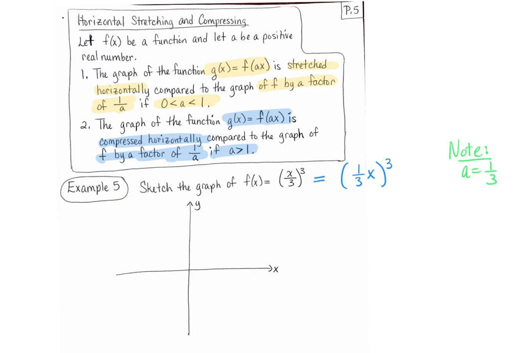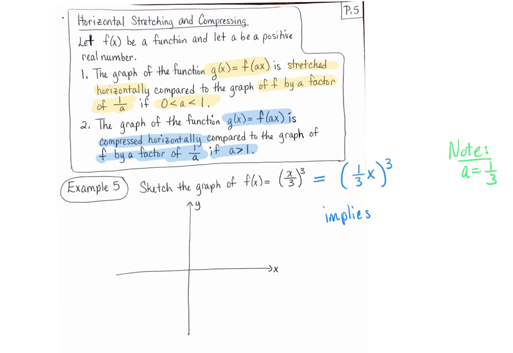So what case are we in? We look back up. a is 1 over 3. Notice that in this case, a is between 0 and 1. So now we notice that our function is going to be stretched horizontally compared to the graph of the original function f. So what we're doing is taking our dominating function, x cubed, and stretching it horizontally like a rubber band.